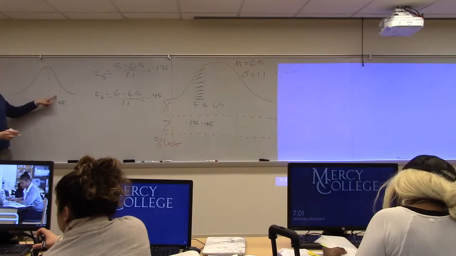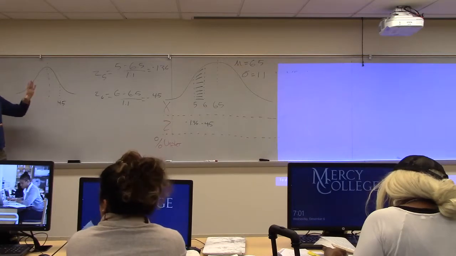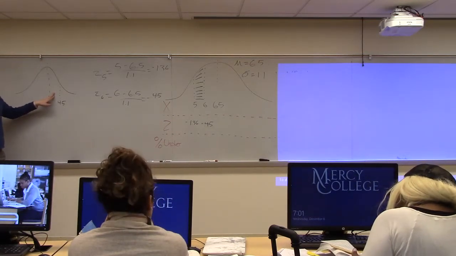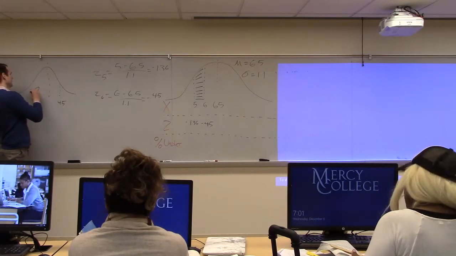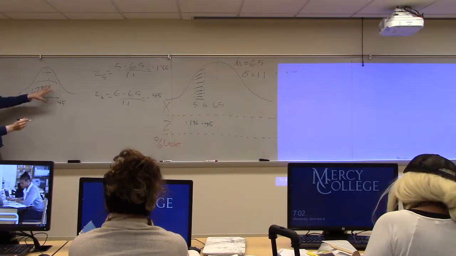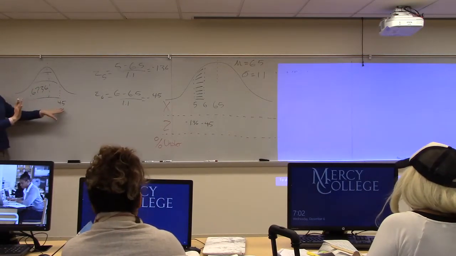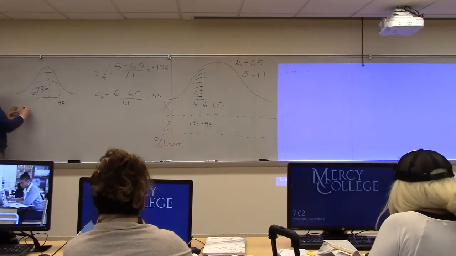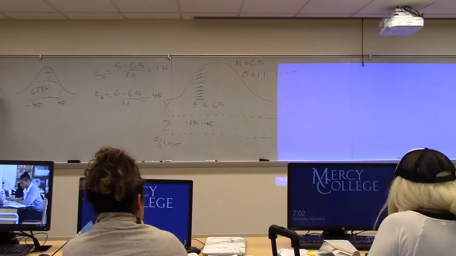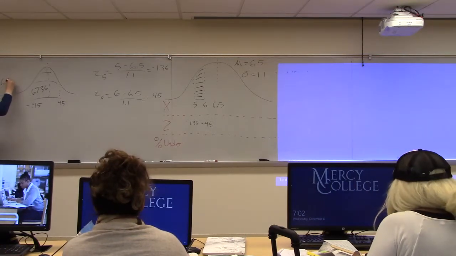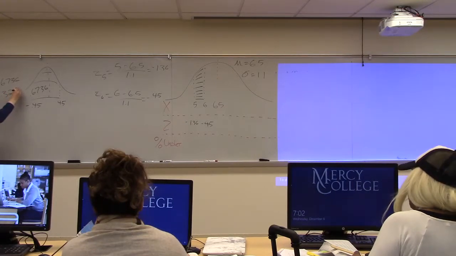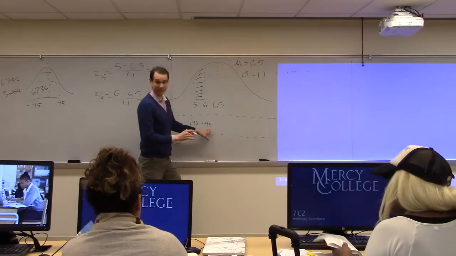You look that up on the z table, what percentage of the area is below, to the left of this? 0.6736. So 67.36% of the data is to the left of this. That's positive. So what do we need to do if we're looking for negative 0.45? Take 1 minus this. Yes. So 1 minus 0.6736 equals 0.3264.